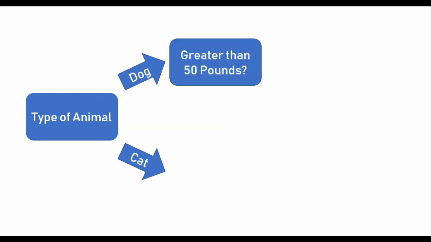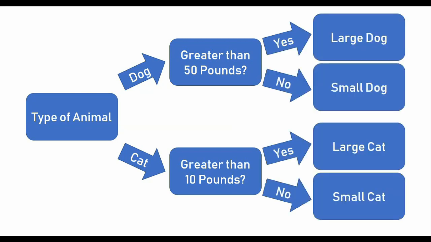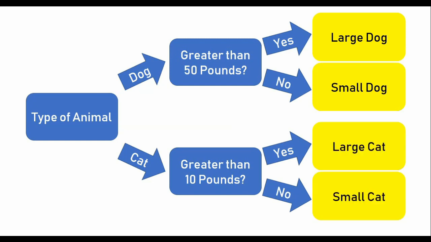If it's a dog, let's ask if it weighs more than 50 pounds, and if it's a cat, let's ask if it weighs more than 10 pounds, which we will call large. Asking those questions gets us to 4 outcomes: 1, a large dog. 2, a small dog. 3, a large cat. 4, a small cat.